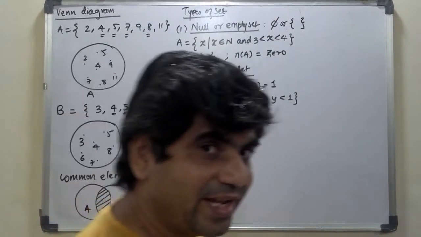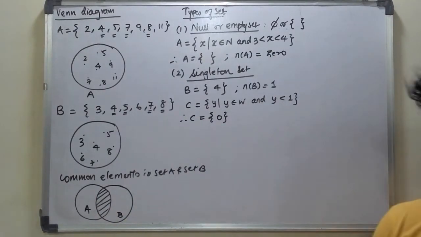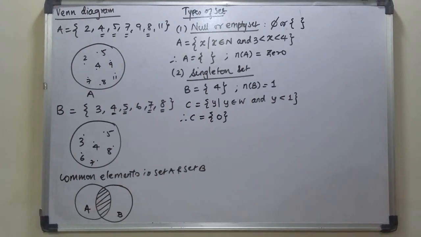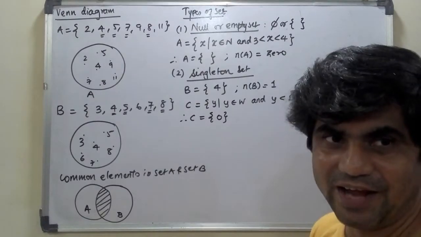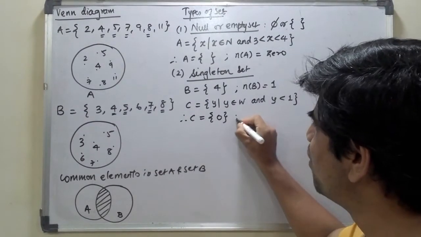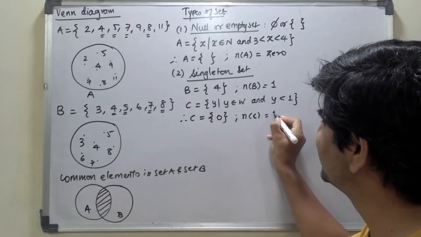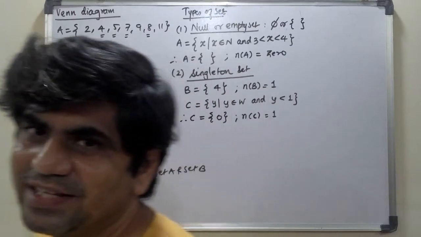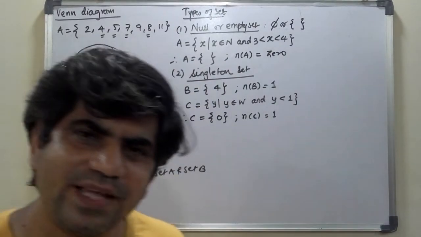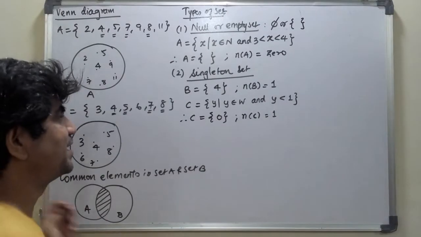Now tell me, is it a singleton set or a null set? Yes, think. Before you answer, I will write here, how many elements are there in C? The number of elements in C are 1. If there is element present, then obviously it cannot be so called as null set. So it is singleton set.